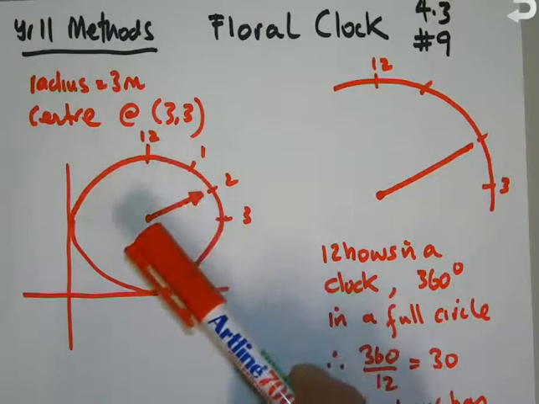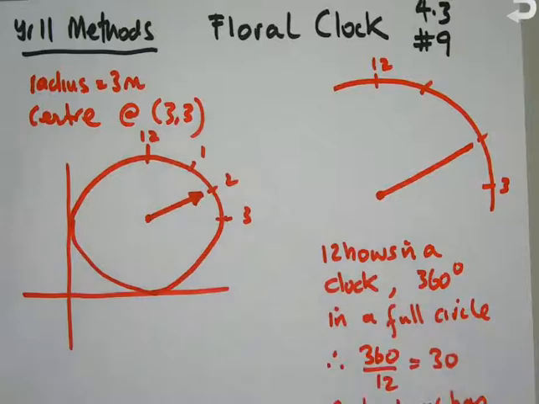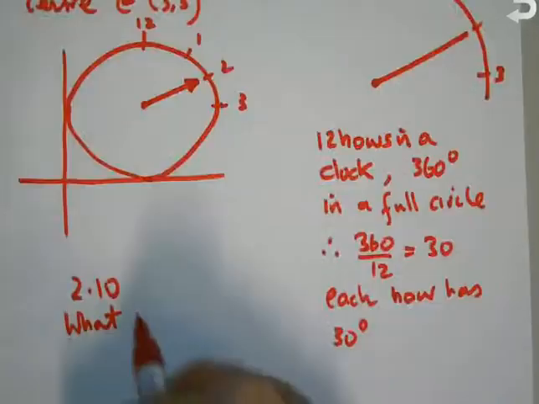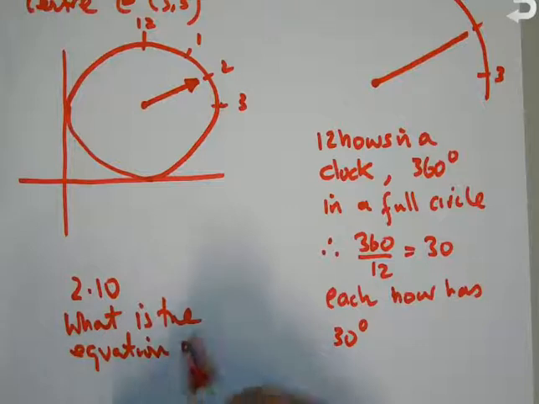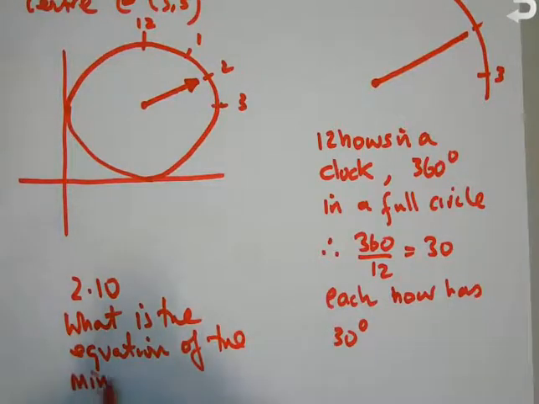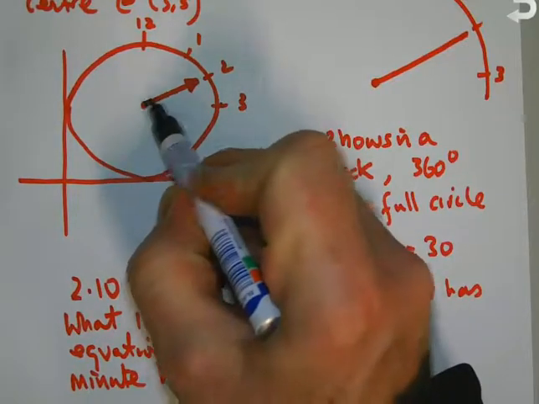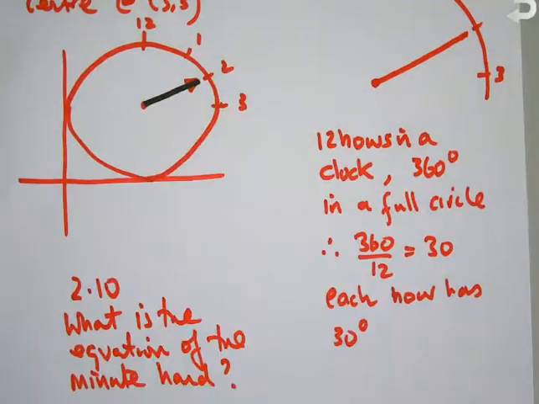Center, and the question's asking when the time is 10 past 2, what is the equation of the minute hand? So it's a straight line, and it's this straight line because at 10 past 2 the minute hand will be pointing towards the 2.